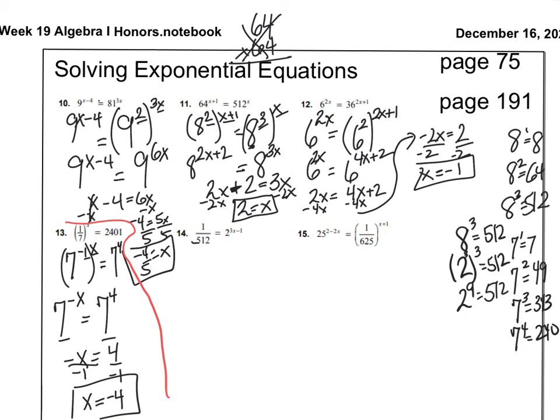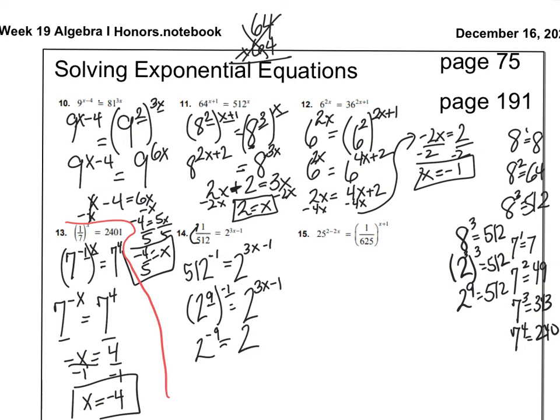So 512 needs to go to the numerator. So that would be 512 to the -1 power. And I'm going to bring that other part down. I'm going to rewrite 512 as 2 to the 9th power. And that -1 is still out there because the 512 was in the denominator. Now I'm going to take care of my power of a power by multiplying those two. So 2 to the -9 is 2 to the 3x minus 1.